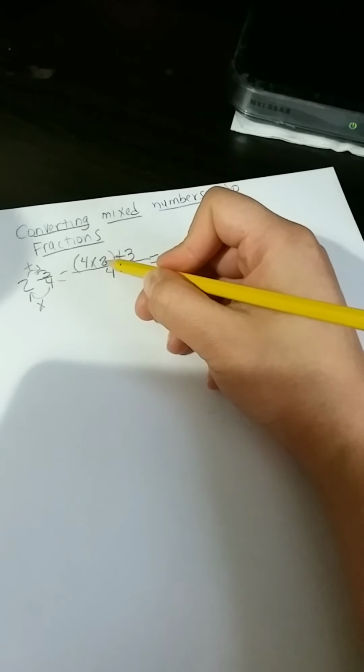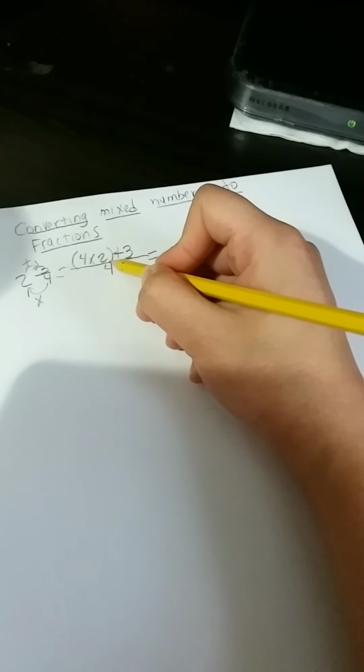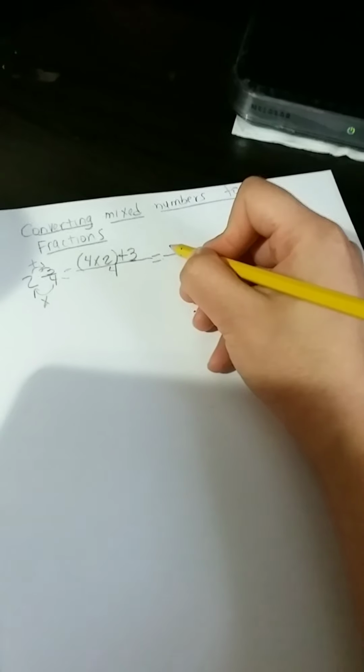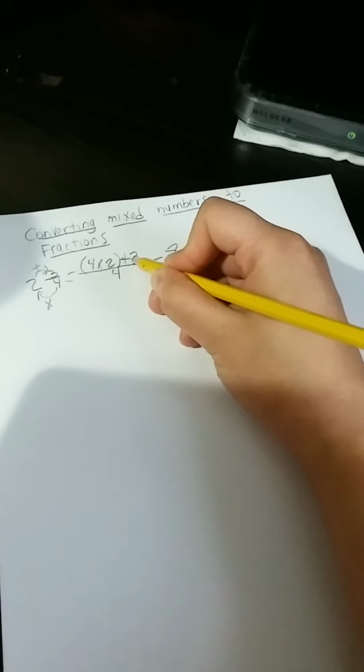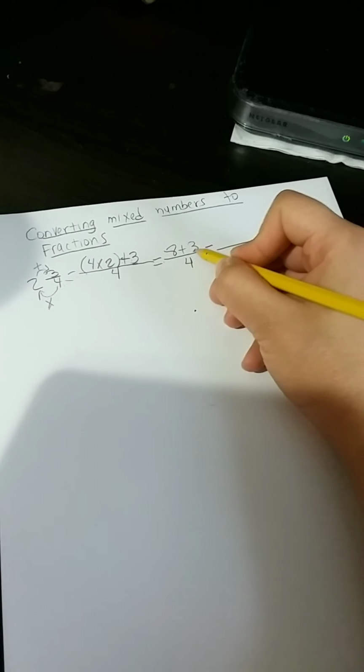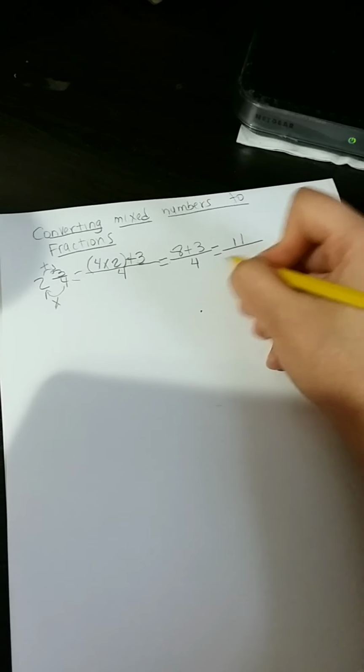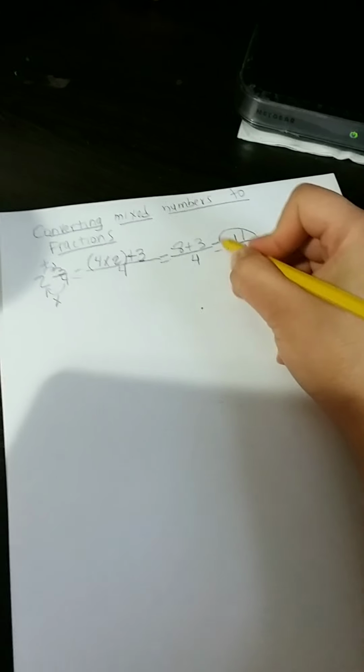Okay, next step is that we're going to multiply the number. 2 times 4 is 8, right? Plus 3. And we're gonna put the same denominator here. What we're gonna do now is make an addition. 8 plus 3 is 11, and we're gonna put the denominator here, and that is the answer.